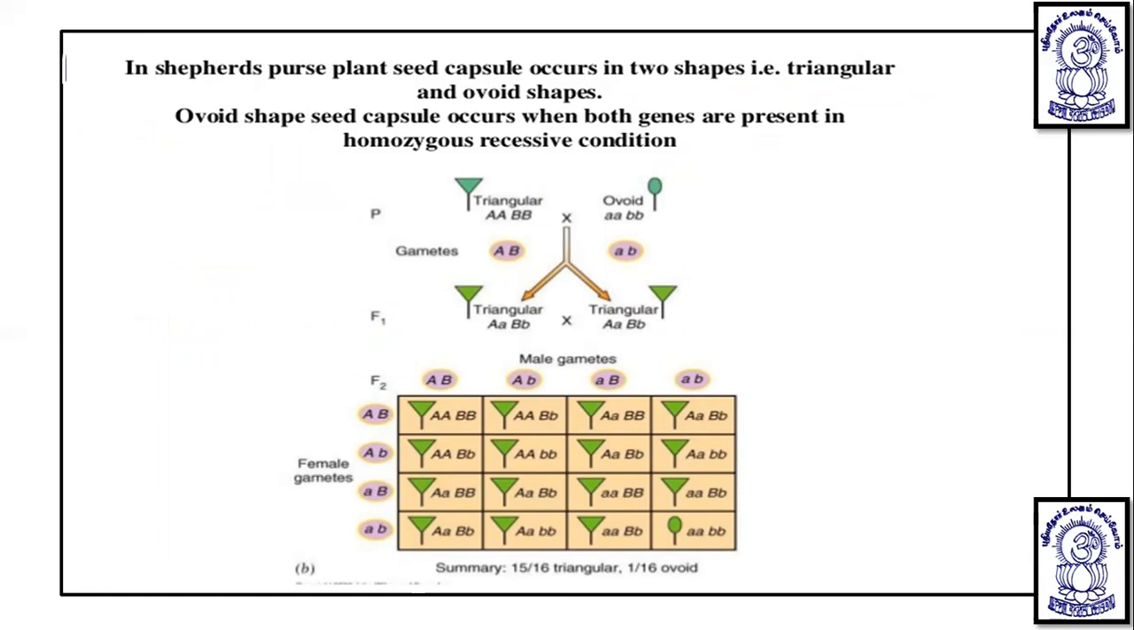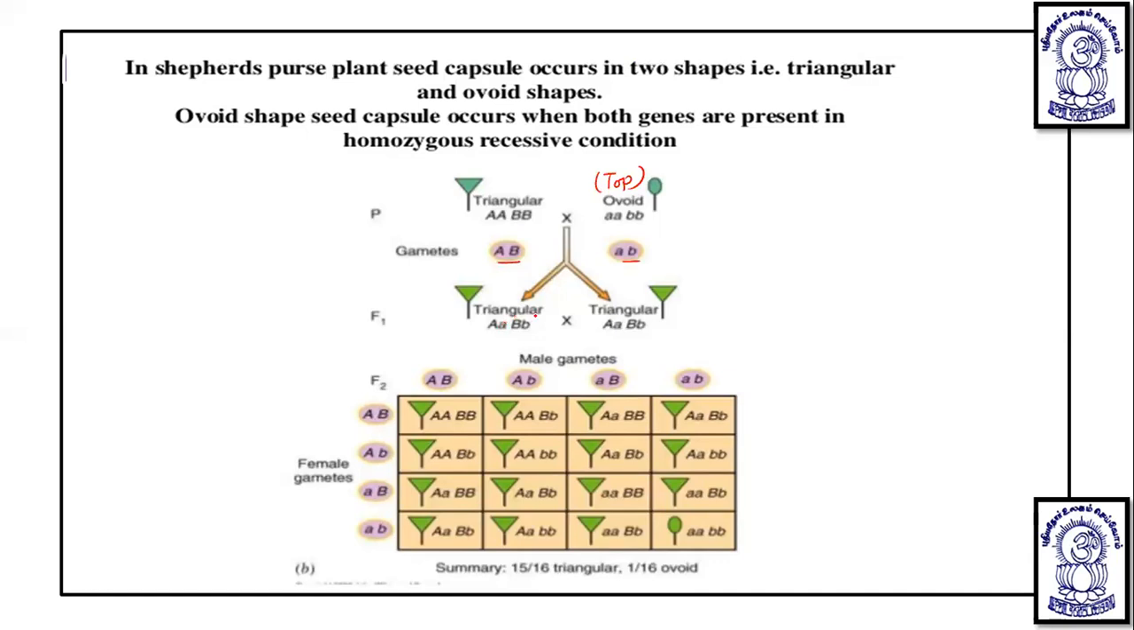Now let's talk about the cross. So what is done here? A triangular plant is taken and the gametes of this plant are taken. This triangular is capital A, capital A, capital B, capital B, homozygous, and ovoid, or we can say top shaped, that is small a, small a, small b, small b. The gametes obtained from this are capital A, capital B, and the gametes here are small a, small b. When a cross is made, the offspring will be capital A, small a, capital B, small b, that is triangular, because both are dominant here.